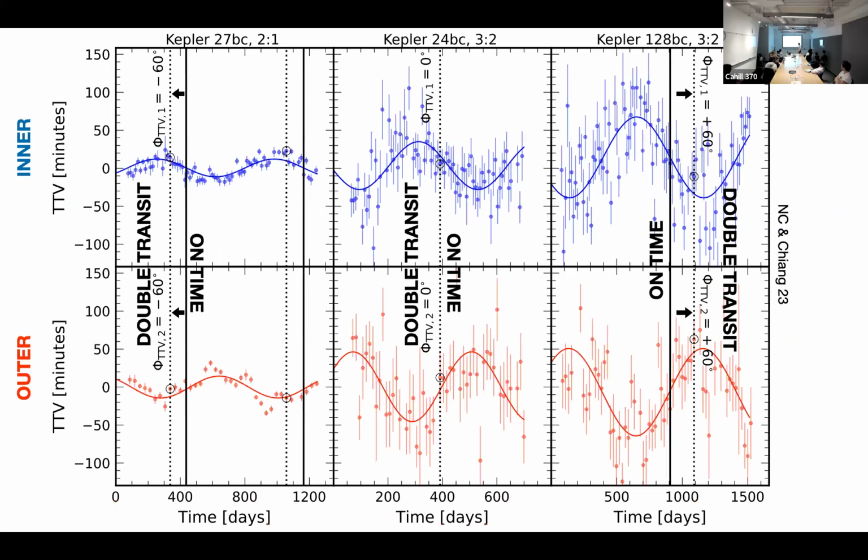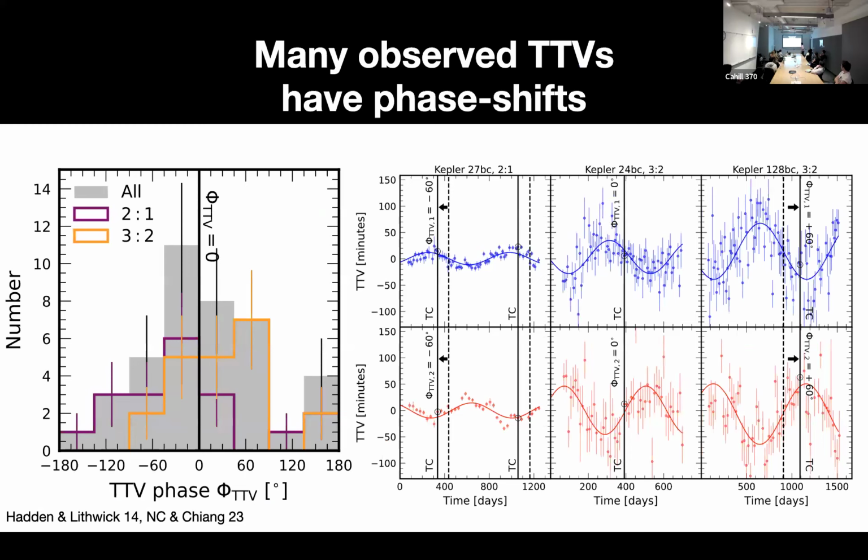Here are more examples of phases. This is the one I showed you, negative 60 degrees. Here's positive 60 degrees, so the double transit happens just after the zero crossing. And here's an example where the phase is 0. Double transit happens just as the sine wave is crossing 0. Here's the distribution of phases measured from Kepler data. You see it is clustered around 0. But there's also serious spread. 60-degree phase shifts are pretty common.